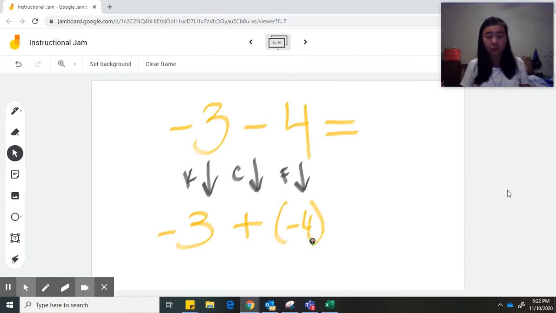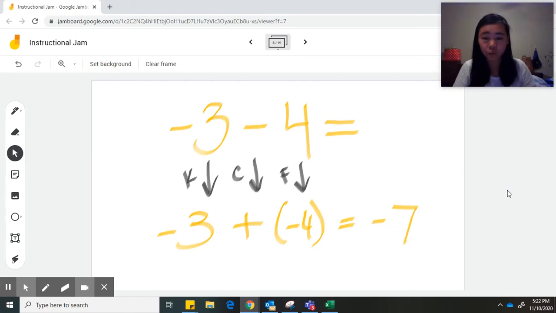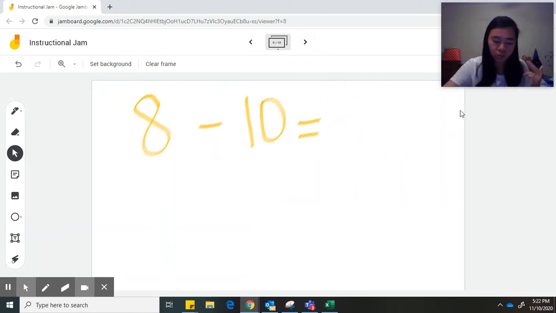So now what we have here is an addition problem, and we just went over our addition rules. If we have two of the same sign, a negative plus a negative, our answer is also going to be negative, and we're just going to add like normal. 3 plus 4 is 7. So negative 3 plus negative 4 is negative 7. So keep, change, flip. Basically, you're always going to be solving addition problems. If we see a subtraction problem, we're going to change it to addition.